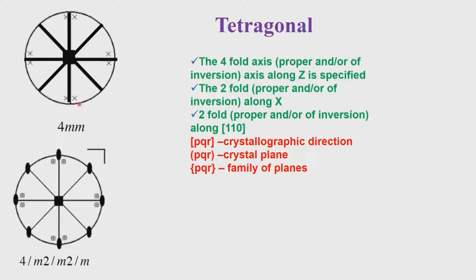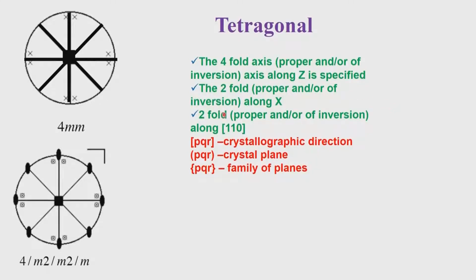And then the second twofold, or the mirror symmetry, represents a proper and or inversion along the x direction. So, the fourfold is along the z direction, the next twofold or any associated twofold with mirror, inversion and so on is along the x direction. And then that leaves us with the third twofold axis, which is again proper or improper and or inversion, and that goes into the direction which is [1 1 0] in the crystallographic nomenclature.